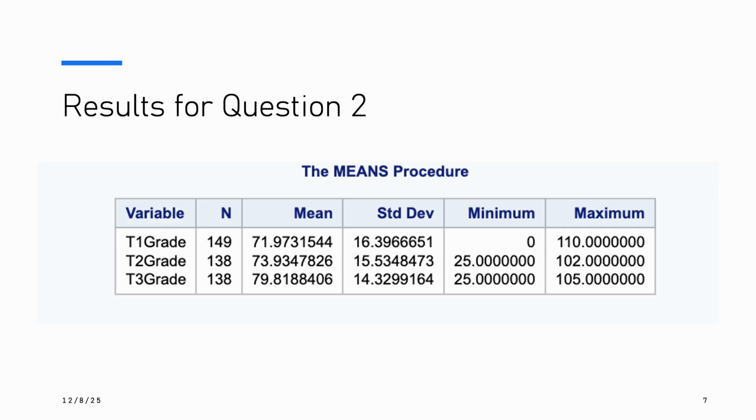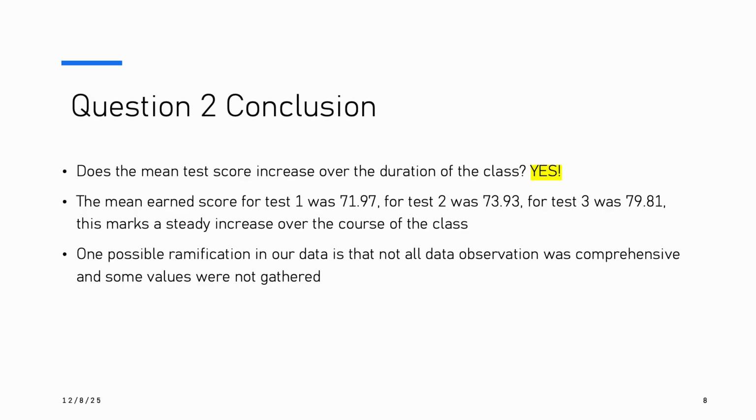This is our output table, and it's important to notice that the number of students in test 1 was higher than all the others. Our means were 71.97, 73.93, and 79.82. Does this mean test score increase over the duration of the class? Yes. The mean earned score for test 1 was 71.97, for test 2 it was 73.93, and for test 3 it was 79.81. These values mark a steady increase over the course of the class.